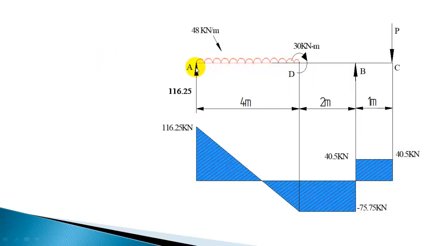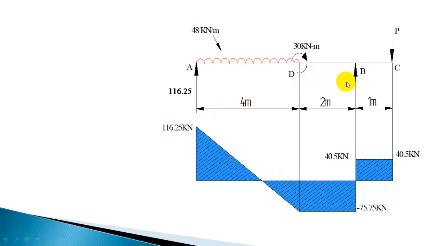Now we got the shear force immediately right of A and immediately left of D. Right of A you had 116.25 and left of D minus 75.75. So the change in the section AD is 116.25 to minus 75.75, and that variation will be a linear variation. So you can show that by a linear variation, 116.25 to minus 75.75, in the section AD. Right of A to left of D you should show a linear variation.